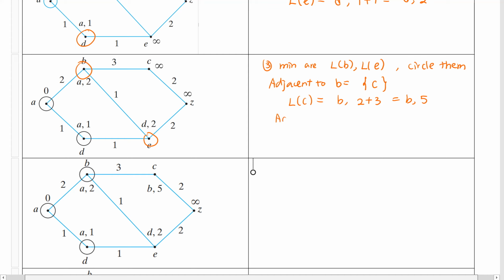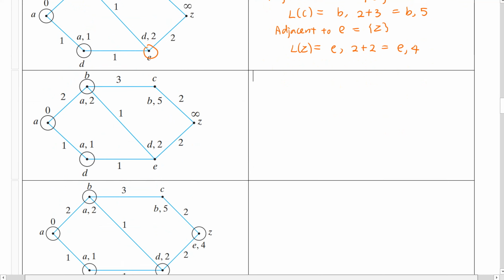And then we look at vertices that are adjacent to E. So adjacent to E, that which is uncircled, that is Z. And what is LZ? LZ is from E, and the label of E is 2 plus the weight on the edge between them, 2, so we have E4. Okay, so Z has E4.